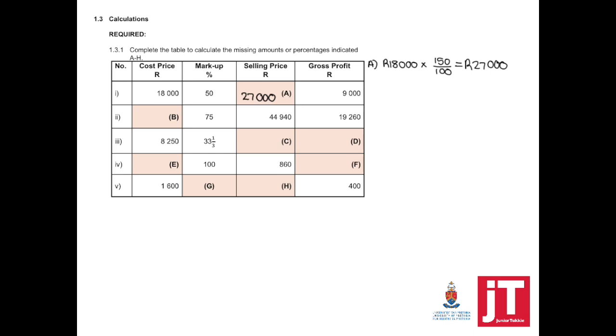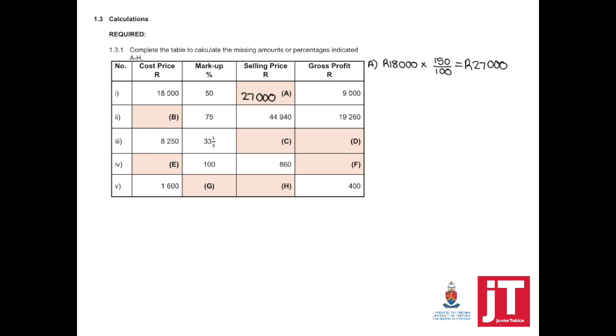Another way of calculating it: if your cost price is 18,000 and we added 9,000 to that to make a profit, how much am I going to sell it for? 18,000 plus 9,000 equals 27,000. With number 2, we need to solve B. Now we need to calculate the cost.